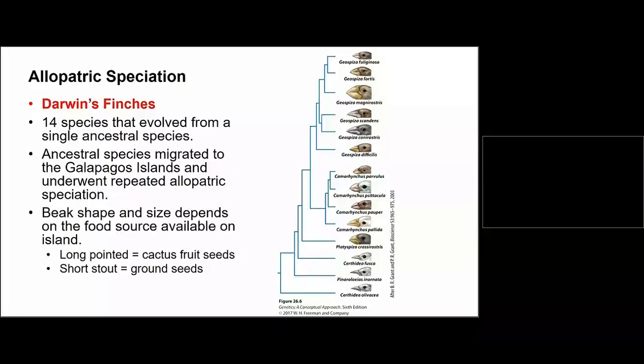So if you look at these different finches, specifically at their beaks, you can see there are differences in their beak shape, and the beak shape is directly related to what they eat. When there are seeds on the ground, the birds have short, fat beaks because that's easier for them to pick up the seeds and break them open on the ground. Versus if there are cactus fruits, which is where they get their food, then their beaks need to be long and pointed to get into those cactus flowers, right, to get the seeds out.